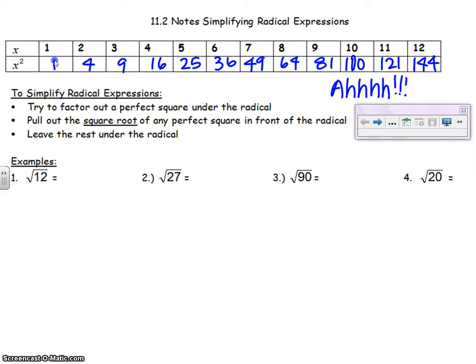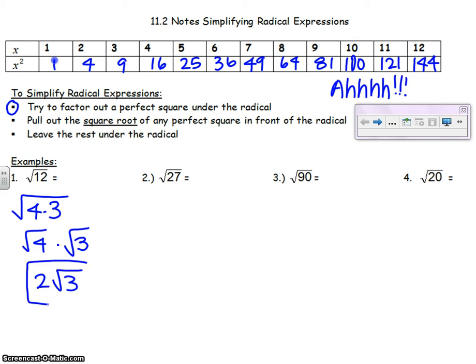So when it says try to factor out a perfect square under the radical, we're looking at the square root of 12, and we're thinking what perfect square goes into 12. We're going to start with this easy one. 4 times 3 is the same as 12. So we're going to leave 4 times 3 under our square root. And now if we're taking the square root of it times together, we're going to break it apart to the square root of 4 times the square root of 3. Now we can actually evaluate: the square root of 4 is 2. And we'll just leave the square root of 3 because it's not a perfect square. And that is going to be our answer.